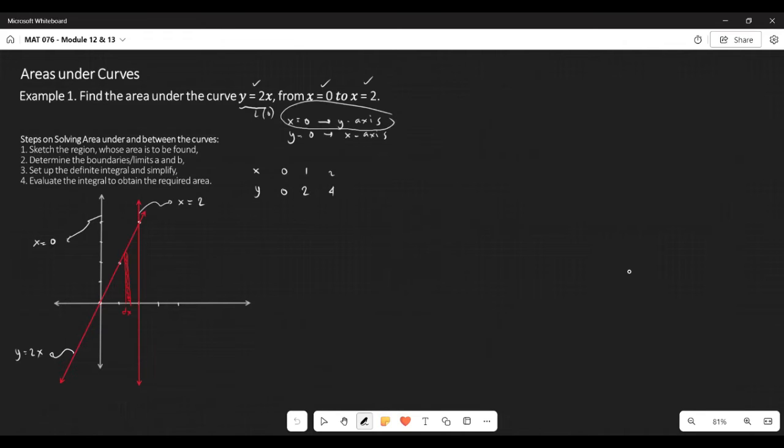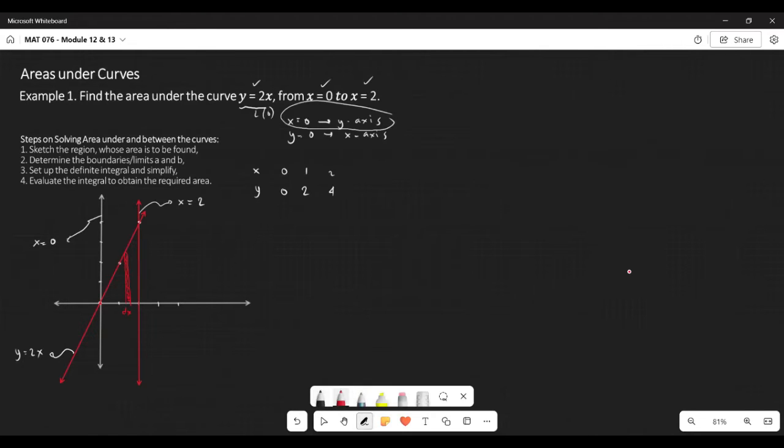Since we have a vertical strip dx, it goes under, from here to here, toward 2. Since our boundary is from 0 to 2, our strip goes from 0 to 2. So we are given limits of 0 to 2.